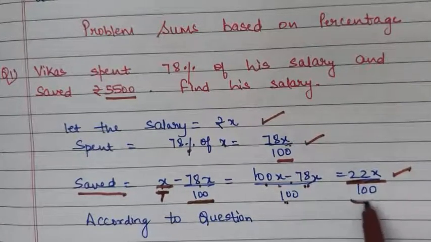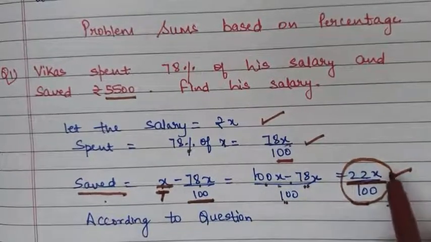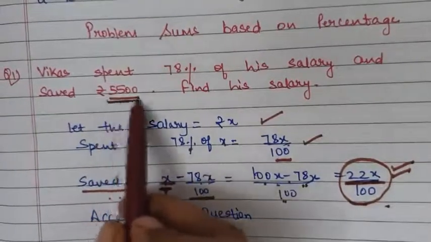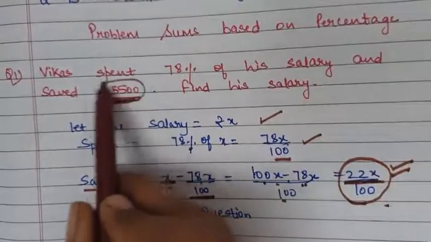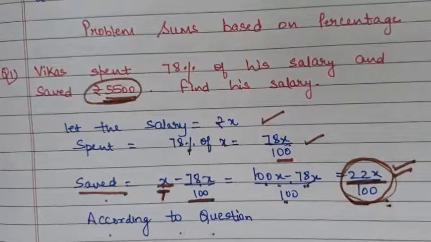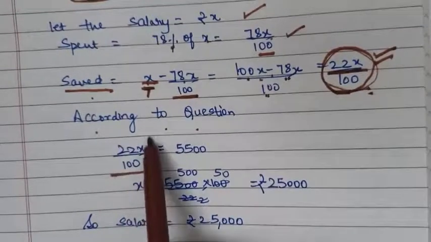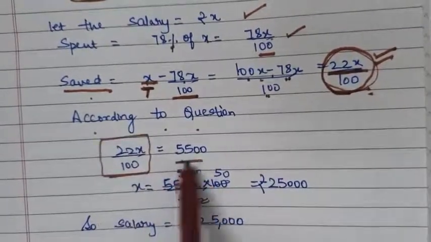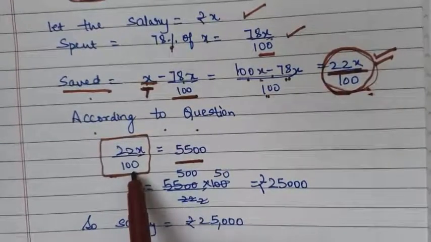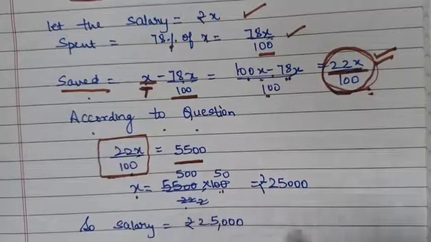Now this is the salary he saved, which we have found in the form of X. And this is also the salary he saved. These both are the salaries he saved. So according to the question, they must be equal. So salary saved equals salary saved. Now X will remain here. This 22 upon 100 will go there, so it will form 100 upon 22.